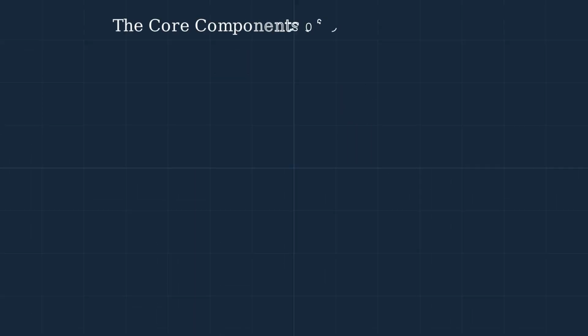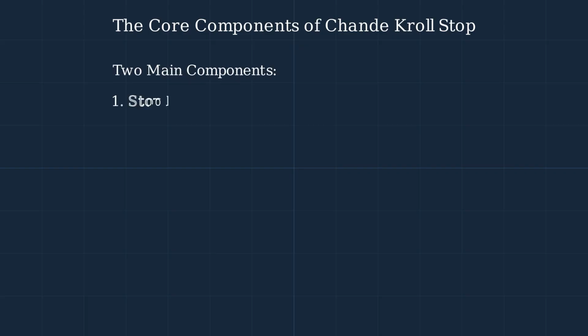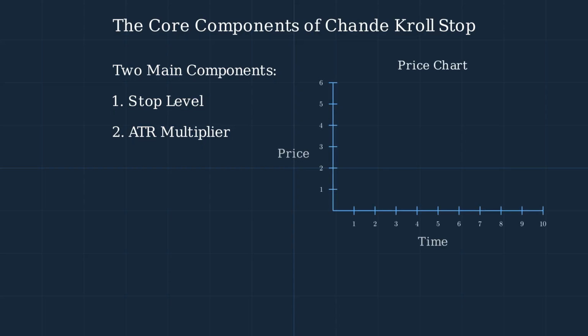The Chande Kroll Stop indicator consists of two primary components that work together to create dynamic support and resistance levels. The indicator is built upon two main components, the stop level and the ATR multiplier. To understand how these components function, let's visualize them on a price chart.